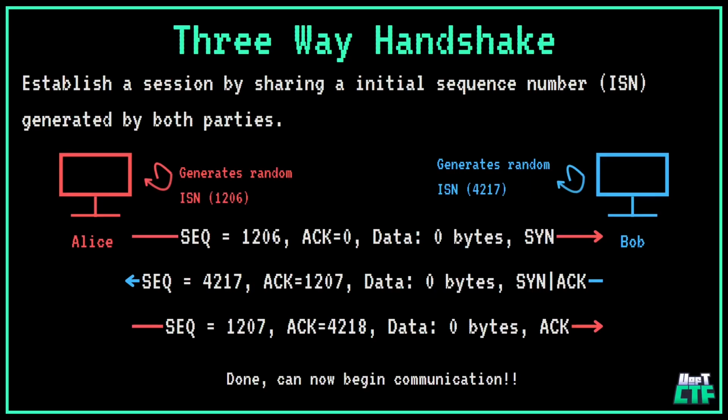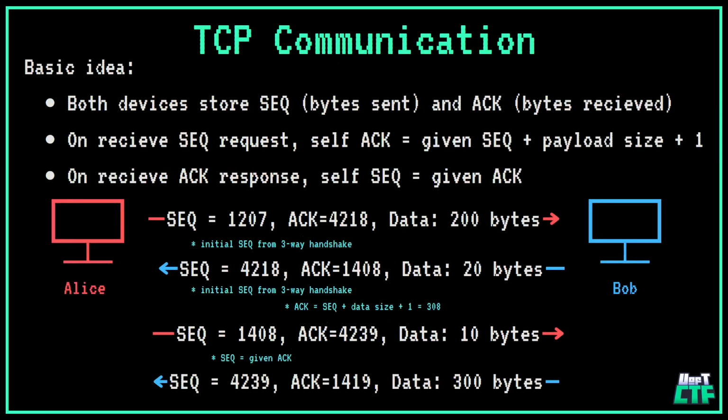So this is an example. You have generated a random sequence number, and then you send the requisite flags. You send a SYN flag, and then they give you the SYN ACK flags, and then you send the ACK flag as well. And now you both have the initial sequence numbers. So yeah, now that you have the initial sequence numbers, you can initiate a communication.